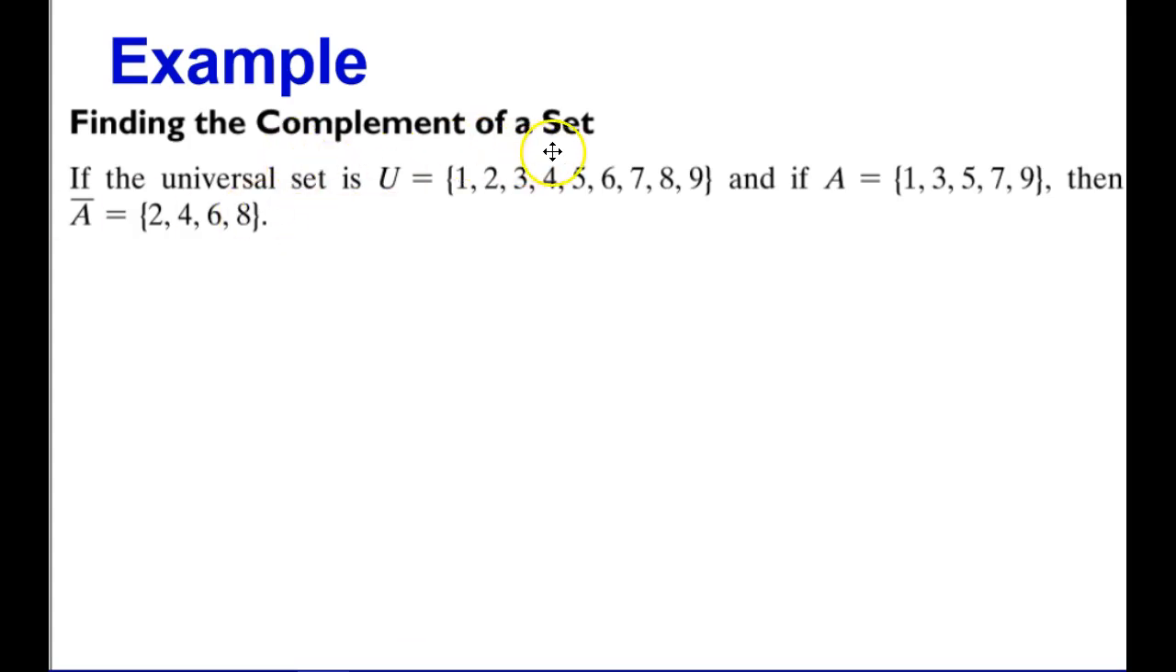Okay, so finding the complement of a set. So I have my universal set. So here's my universal set: 1, 2, 3, 4, 5, 6, 7, 8, 9. These are all of my single digits.